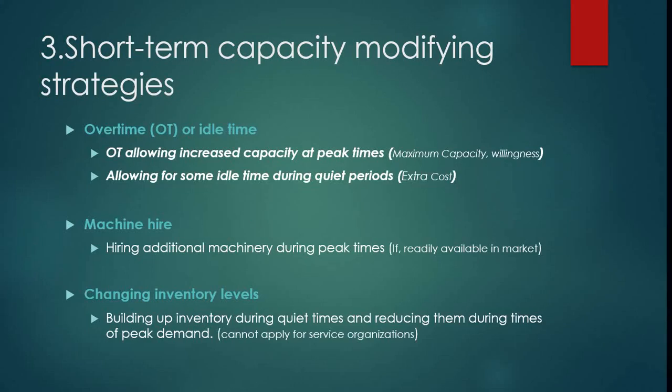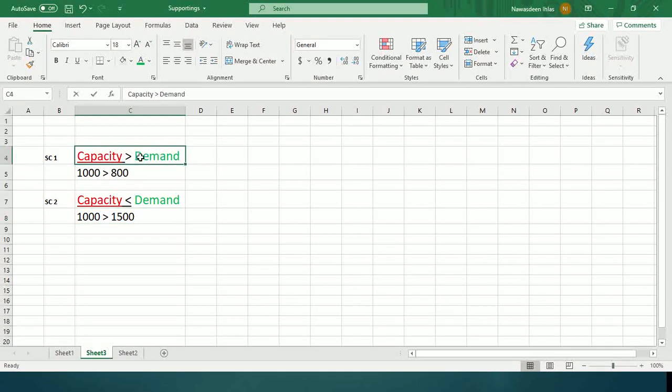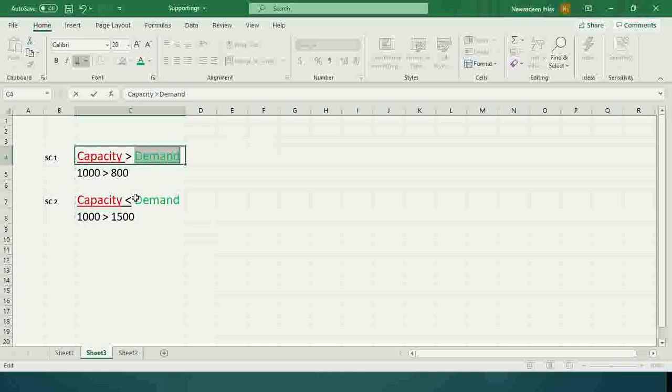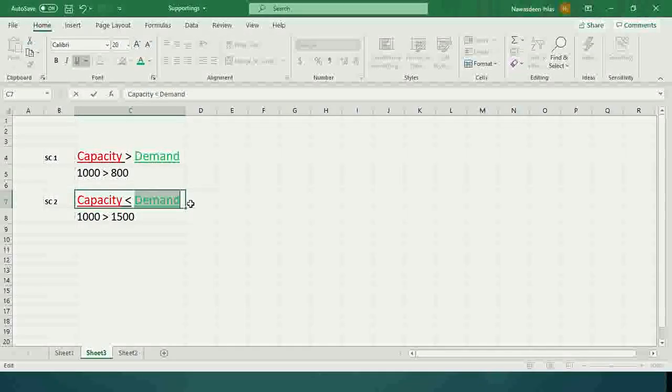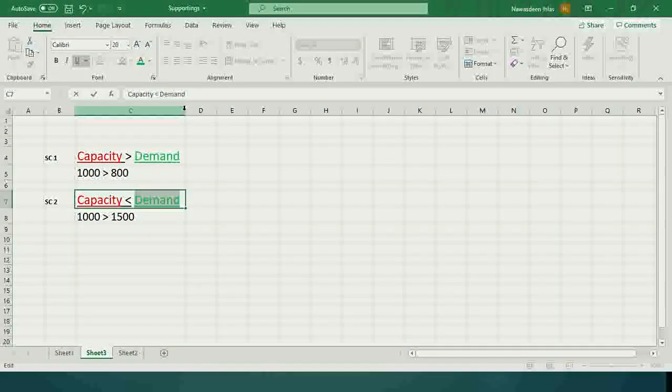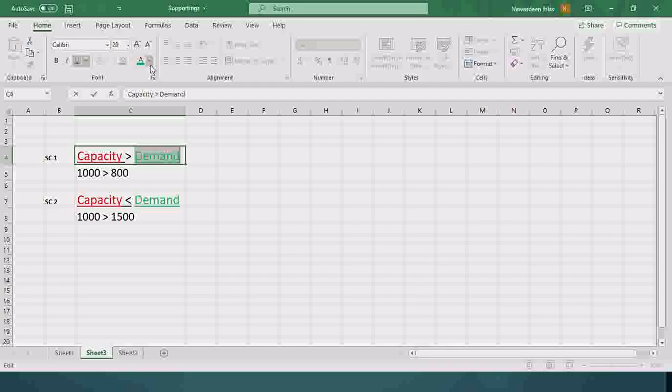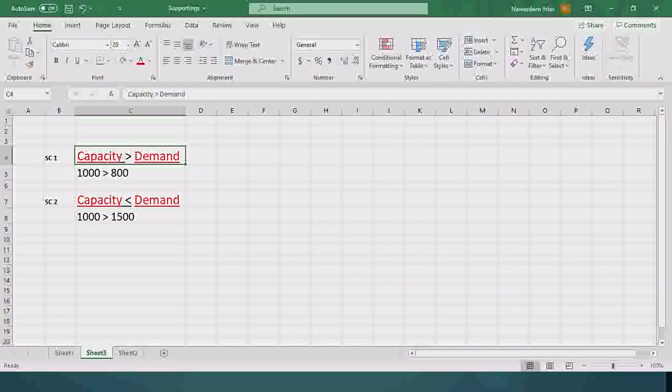Now we are going to manage our capacity. Now here we are assuming our demand is constant. We are not doing anything for our demand. What we are going to do is manage our capacity, right? Now the capacity management strategies. Demand is constant or not constant, demand can be changed, but the thing we are going to manage is our capacity level. So these are capacity management strategies.